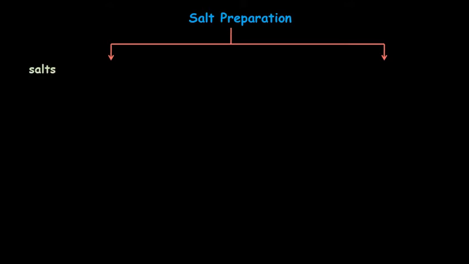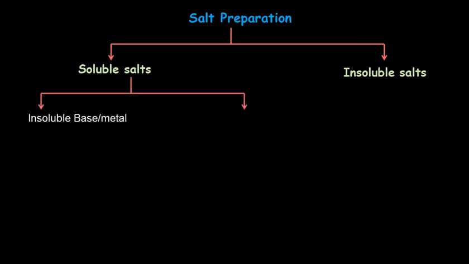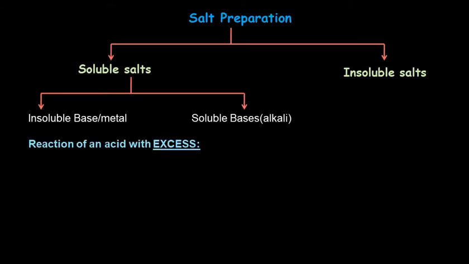The two types of salts are soluble salts and insoluble salts, which we had seen earlier in our video. Here we also have two methods of preparing the soluble salts. One is adding an insoluble base or metal in excess, and the other is when we use soluble bases, that is alkalis.